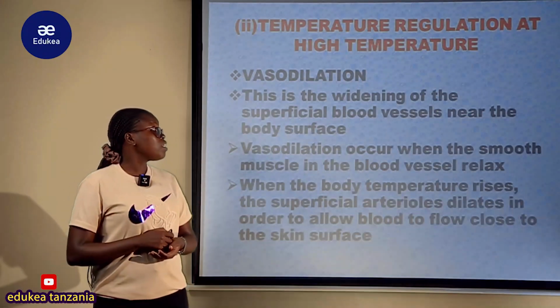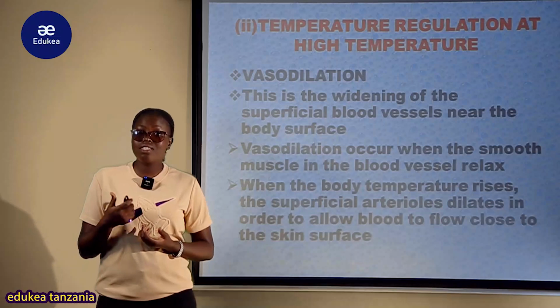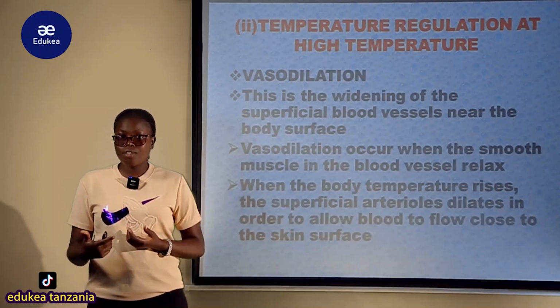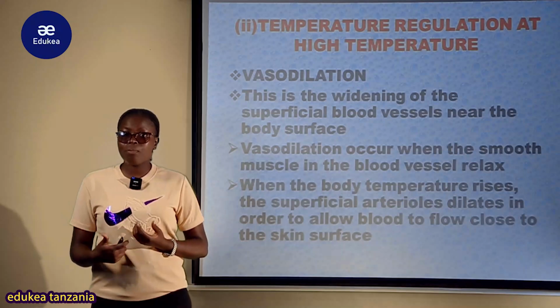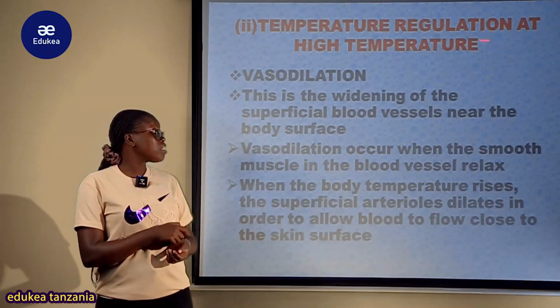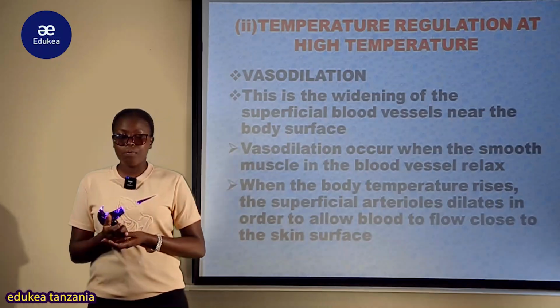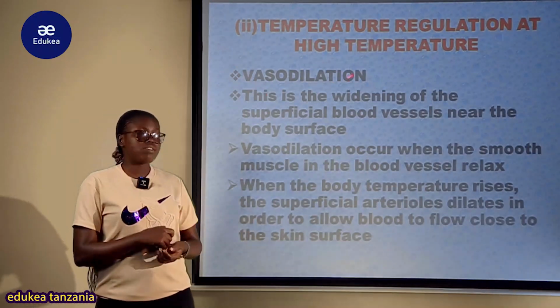So question number 3, Roman 2, needs us to state the three actions which are taken by the human body when the temperature of the surrounding is high. So the temperature regulation at high temperature by the human being. So what are the actions which are now taken? The first one is vasodilation.